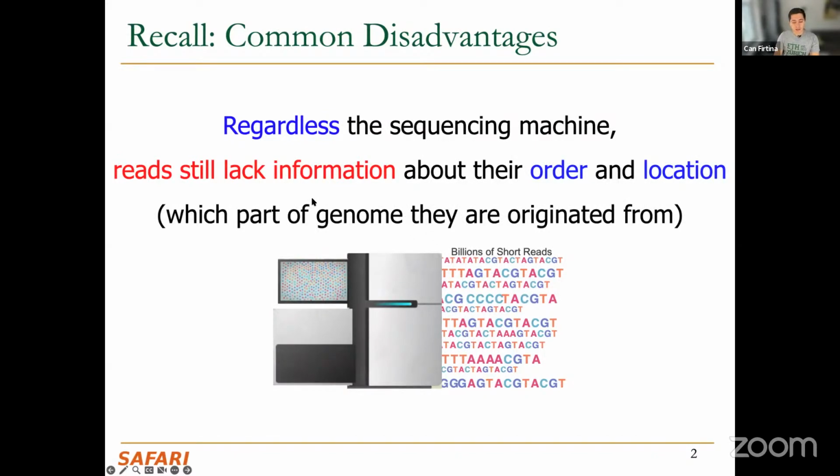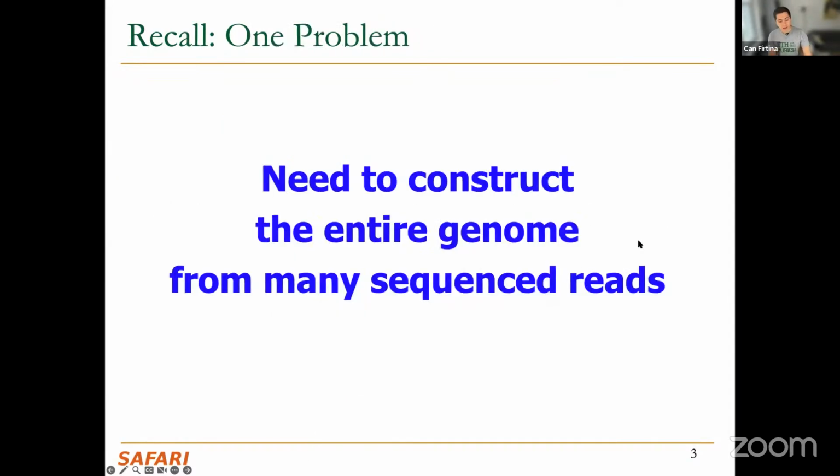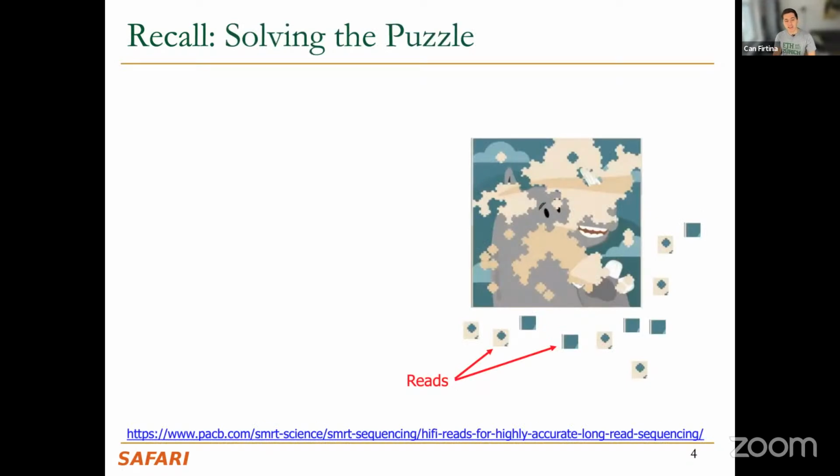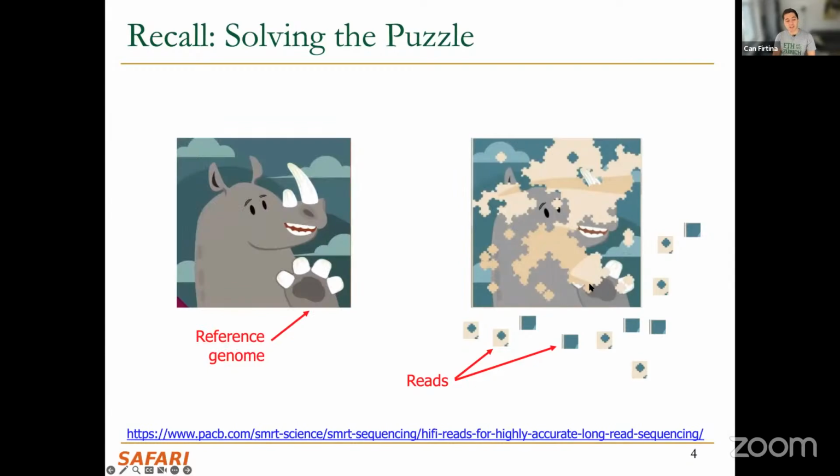Rather, we are essentially stuck with this bunch of random reads, let's say DNA fragments that may have either short or long lengths. And the problem that we need to tackle in that case is we need to reconstruct the entire genome from many sequenced reads if our goal is to analyze the entire genome. We said that this is like solving a puzzle. The reads would be the pieces of the puzzle, and we would need to reconstruct the puzzle from these pieces.